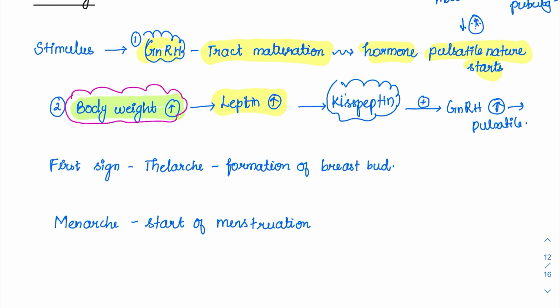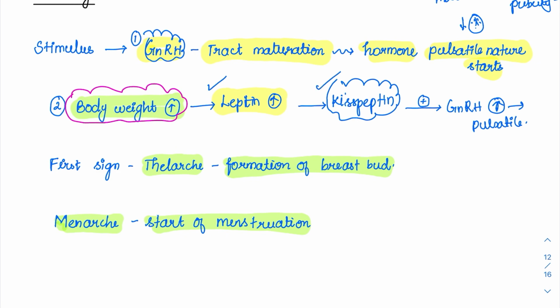Then what is the sign of puberty in case of a female? The first sign is thelarche, that is formation of the breast bud. Then menarche will start, which is the start of menstruation. So these are the pubertal things we have to remember about leptin as well as kisspeptin.